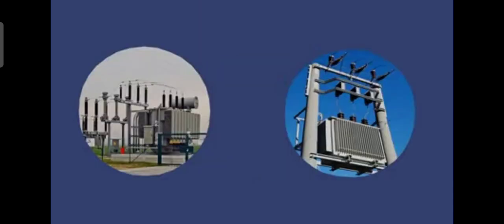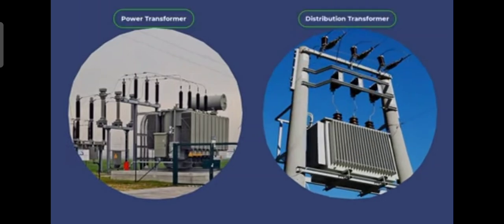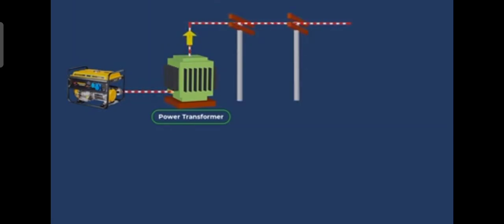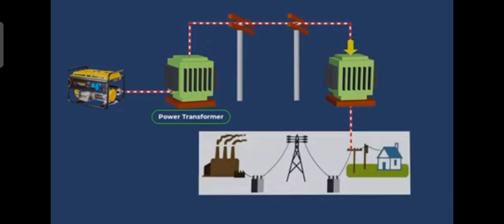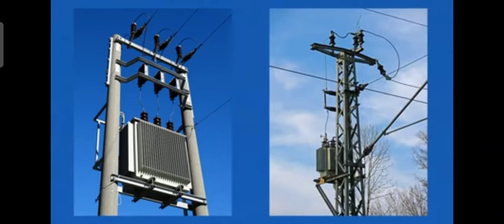The most common types include power transformers and distribution transformers. Power transformers are heavy-duty transformers used in power transmission and distribution systems to step up voltage for long-distance transmission and then step down voltage for delivery to homes and businesses. Distribution transformers are mounted on utility poles. These transformers further step down voltage for direct use by end consumers.